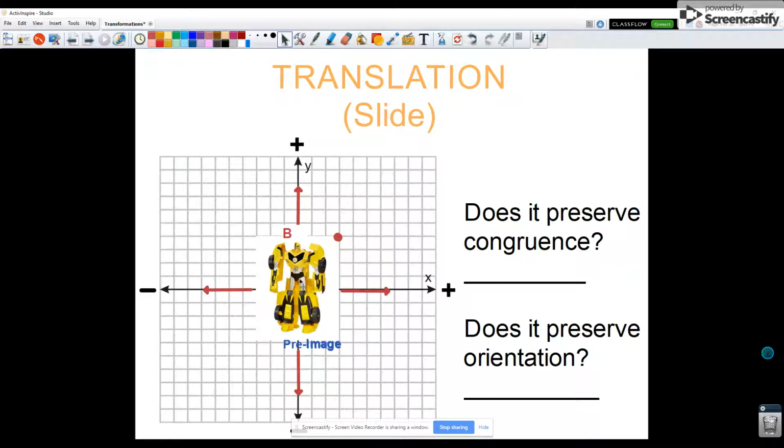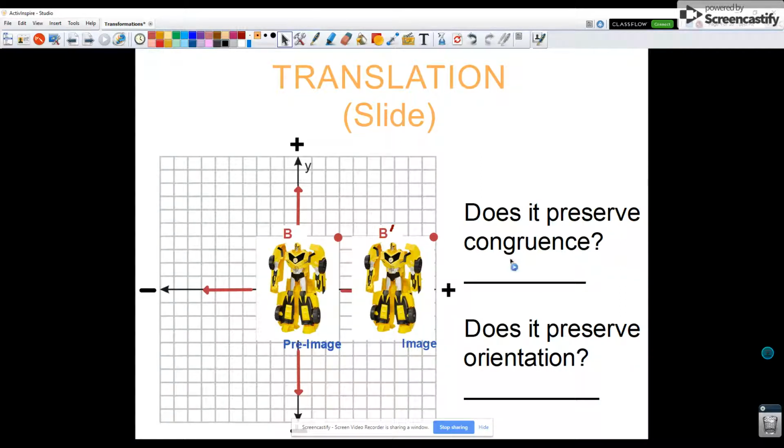Now let's discuss a specific translation. I am going to translate the pre-image of B 1, 2, 3, 4, 5, 6, 7 units to the right. The pre-image is now referred to after the translation as an image. In addition to that, the B becomes now what is known as B prime. It's notated as B prime to indicate the fact that it is the image and not the original pre-image.